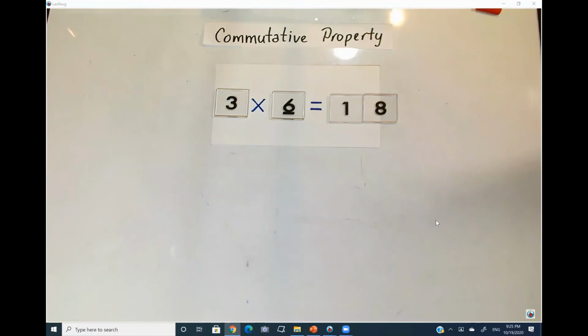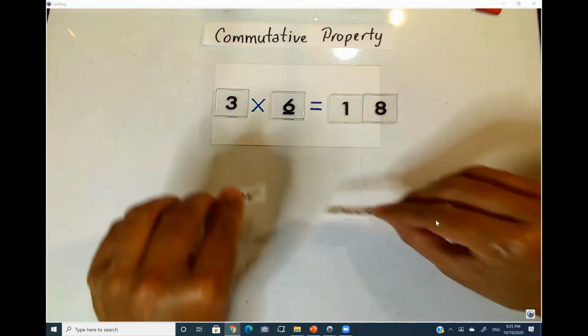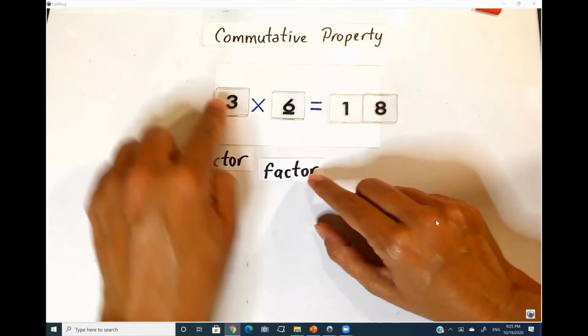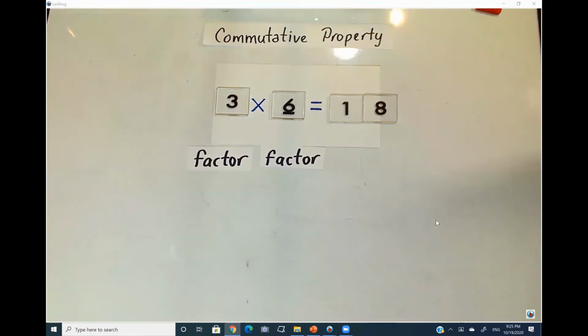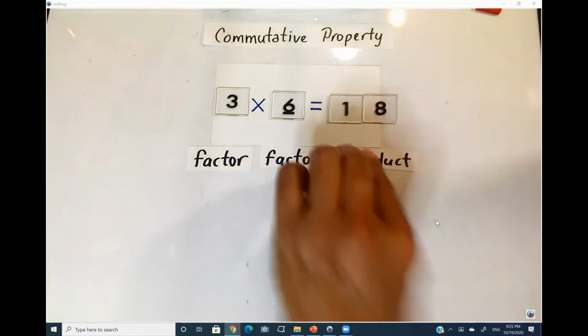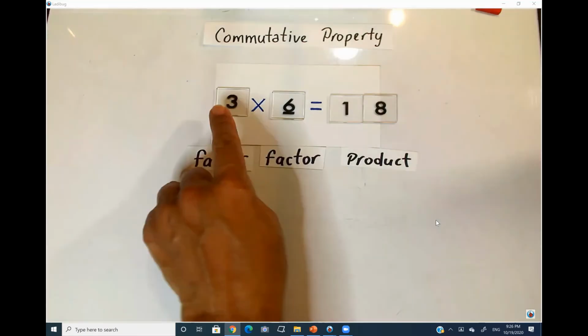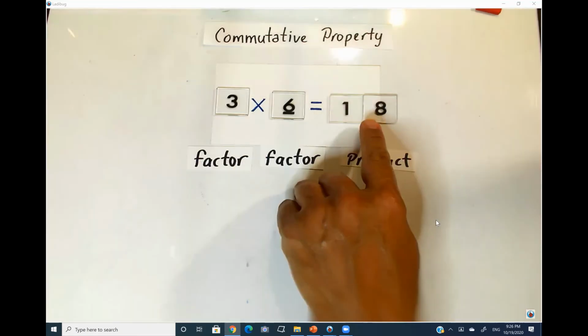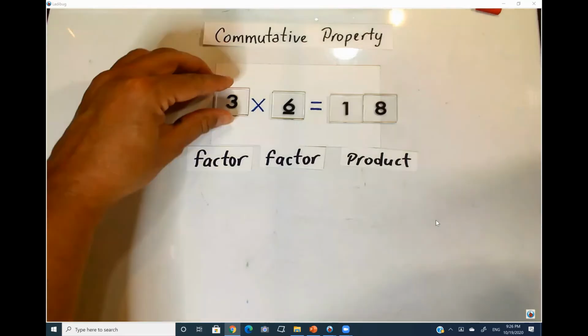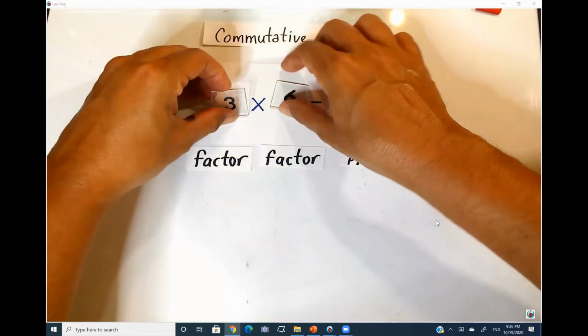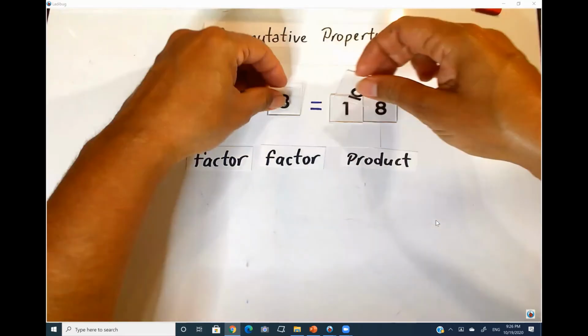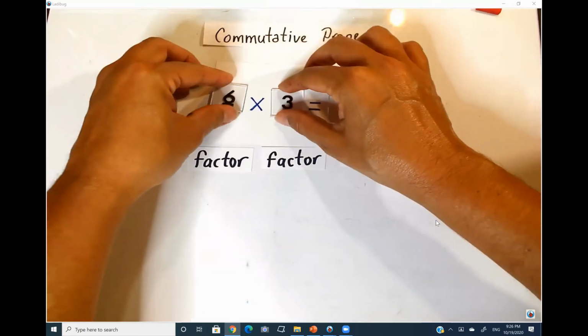Now let's talk about the commutative property. The commutative property says that the order of the factors, remember, 3 is a factor and 6 a factor, does not change the product. So let's prove that. Before we said that 3 groups of 6 is 18, but that means if we switch the numbers around, and this time we have 6 groups of 3, the answer is going to be still 18.